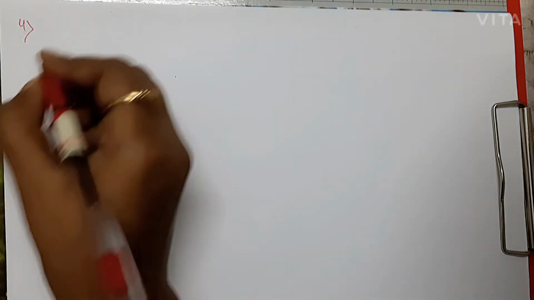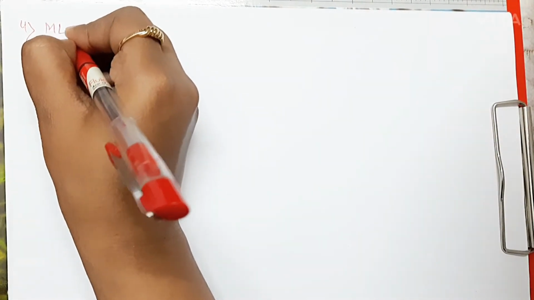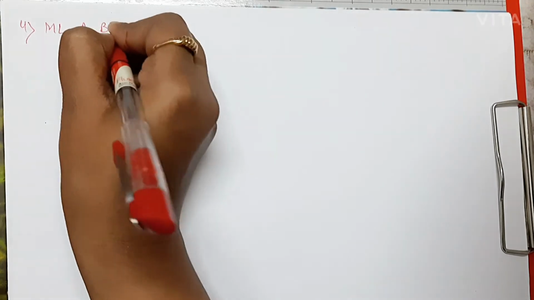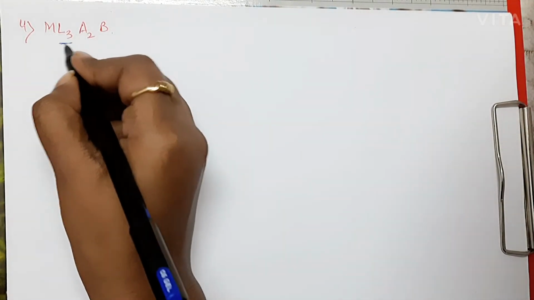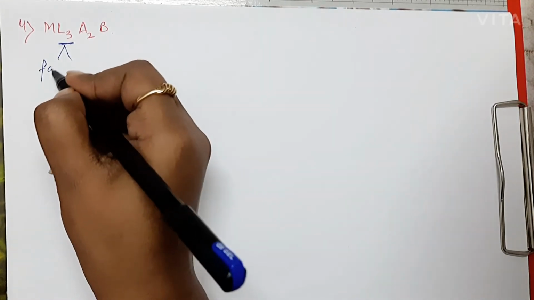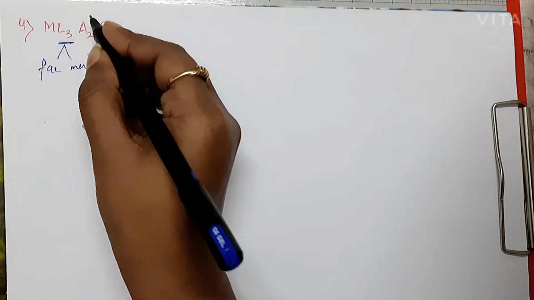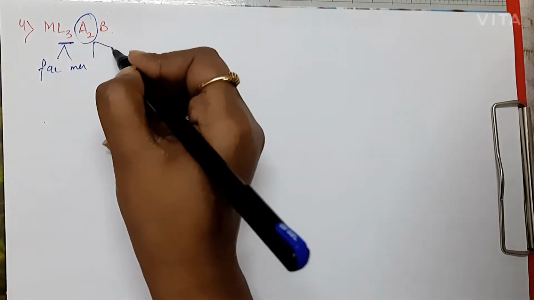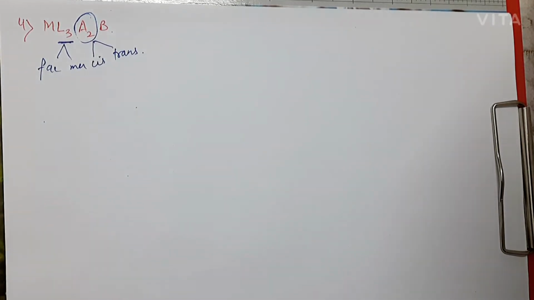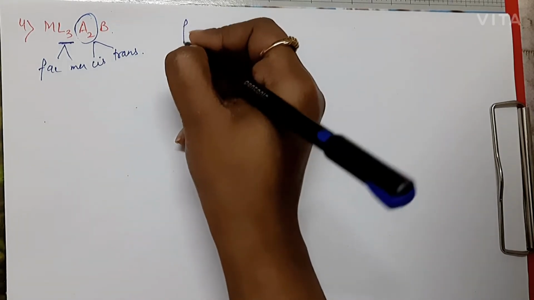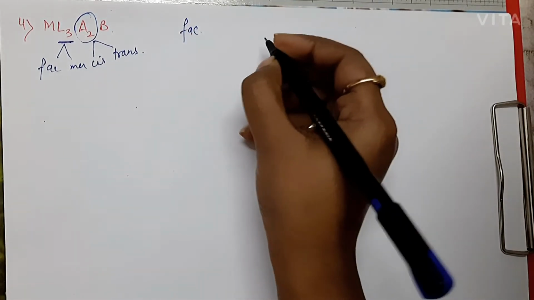Now the next category which we are going to discuss is ML3A2B. Now in this case, first you will observe that there are three similar ligands, so they will be giving fac and mer isomers. Now we also have two similar ligands, so they will be giving cis and trans isomers, right? So first we will go for the fac isomers. So first we'll make facial.